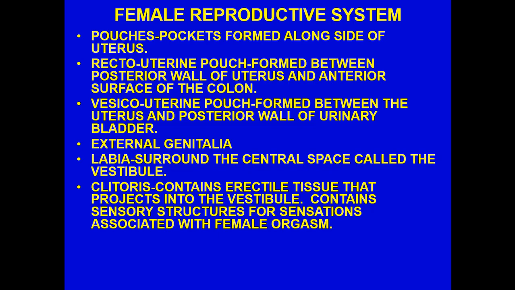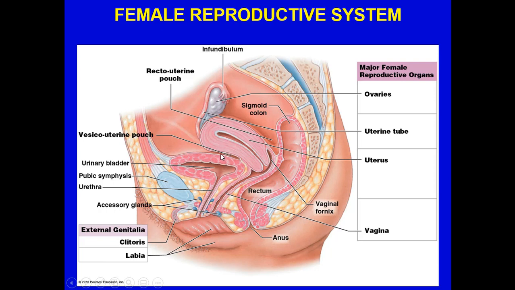We also have to deal with, of course, the external genitalia. The labia surrounds the central space called the vestibule. And then we have the clitoris, which contains erectile tissue that projects into the vestibule and contains sensory structures for sensations associated with the female orgasm. And as you can see here, here would be the vesicouterine pouch. And here on the other side, you have the rectouterine pouch. Now, just to give you some perspective, here's the sigmoid colon right here. Underneath the vesicouterine pouch, you have the urinary bladder.